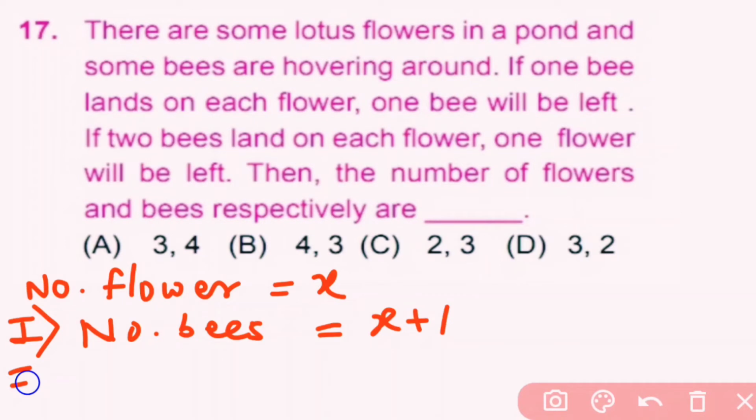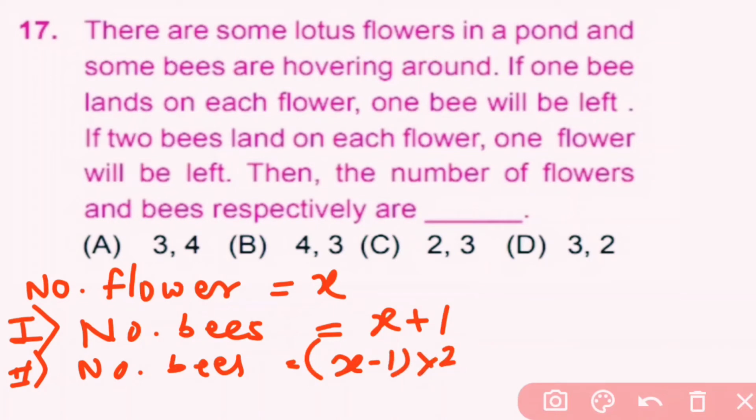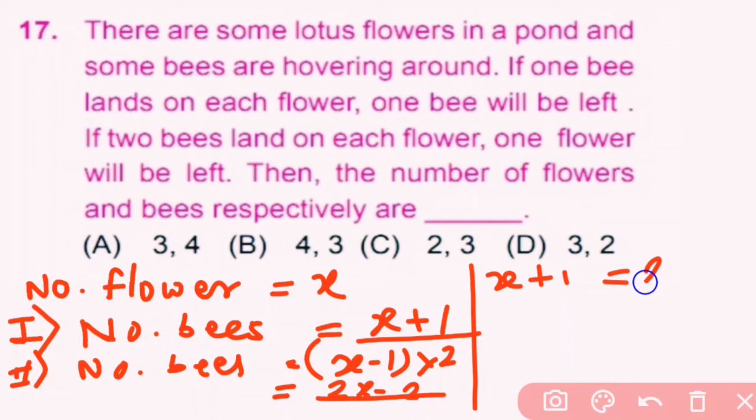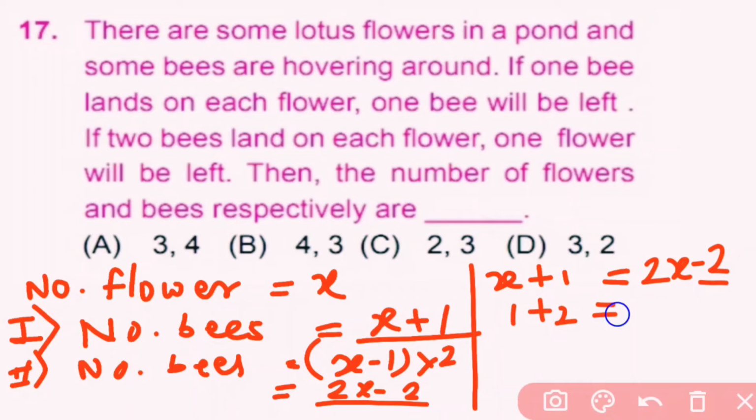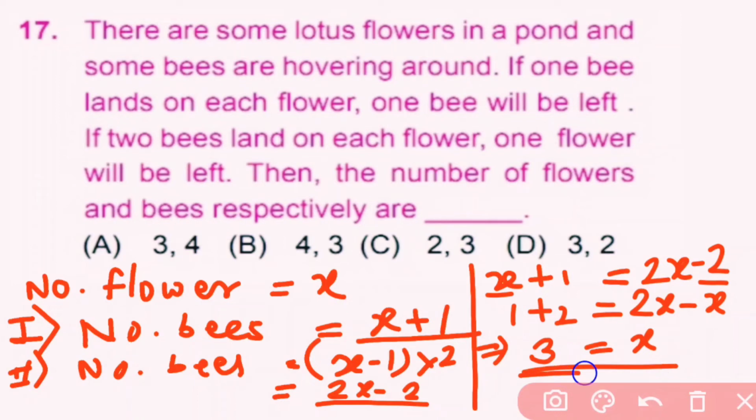And in the second case, if two bees land on each flower, one flower will be left. Then the number of bees is equal to x minus 1 into 2. So this gives 2x minus 2. Then the equation will be x plus 1 is equal to 2x minus 2. So here this minus 2 will become plus 2 on this side, and this 2x becomes minus x here. So 1 plus 2 is 3 and 2x minus x is x. So x is equal to 3.